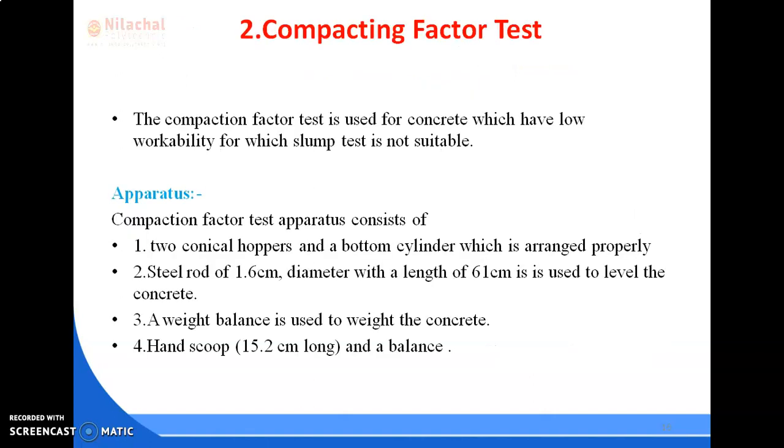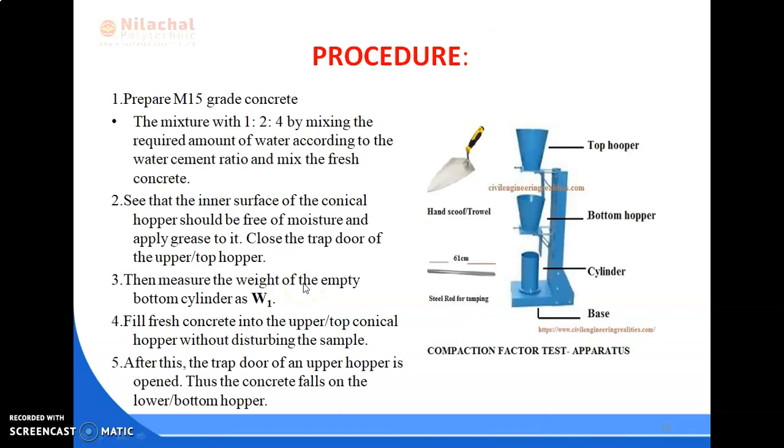This is compacting factor test. So it is used for concrete which have low workability, basically for which slump test is not suitable. So in that particular case we prefer compacting factor test. So these are some apparatus which are required. This is the figure.